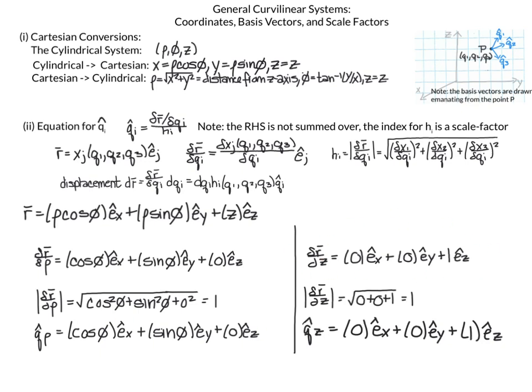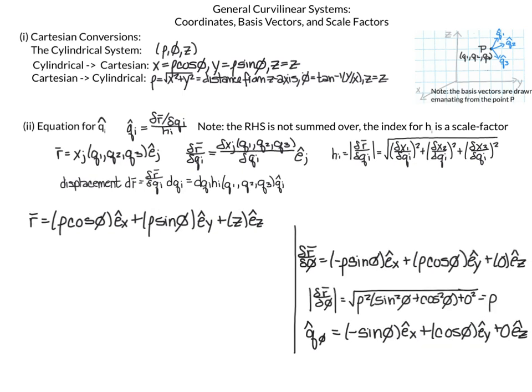To get my basis vector for the z, now I'm going to take dr dz. So the partial derivative with respect to z here, there's no z coordinate, so it's 0. This is also 0. And here I get 1. So the length of this dr dz is 1, which means my basis vector is simply this dr dz divided by 1, which is 0, 0, and then 1 in the z direction.